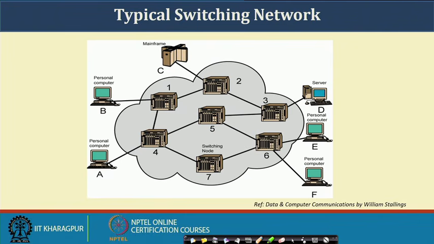So, these intermediate switches need to decide which path should be followed, or there can be a predefined path. If I want to go from B to D, I need to follow 1, 4, 5, 3, D; somebody defined it, right. Nevertheless, this route or path needs to be decided or established by this switched network. So, this is a typical switching network, and there are the external things which are going on.